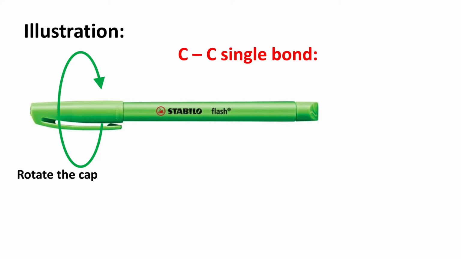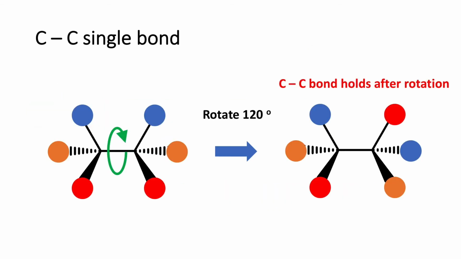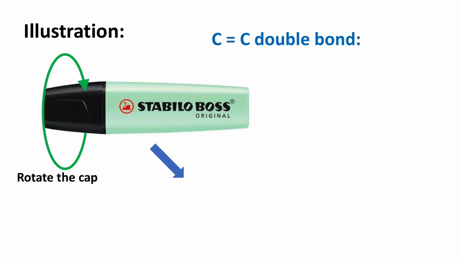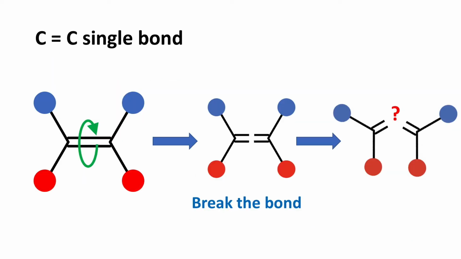Here is an illustration. For the C-C single bond, the cap of the pen holds in position after rotation, which means the bond is free to rotate, or we can say the C-C bond still holds after rotation. But for the C=C double bond, just like a pen with a rectangular shape, any rotation will lead to removing the cap from the pen, or we can say the bond is broken during rotation. Unlike a single bond, the C=C double bond cannot rotate freely.